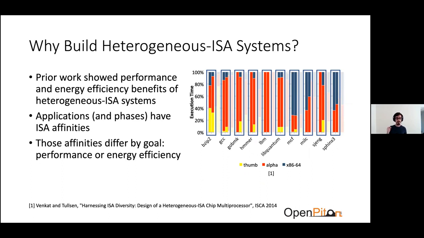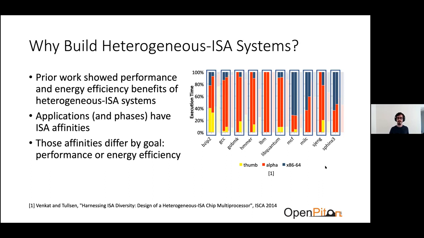And one of the key parts here is that they identified that applications and phases within applications have affinities to particular ISAs. That is, if you care about a particular metric, then you would want to spend some of your execution time running on a particular ISA and some of your execution time running on another. And so they show that there are different affinities according to the metric you care about on top of that.